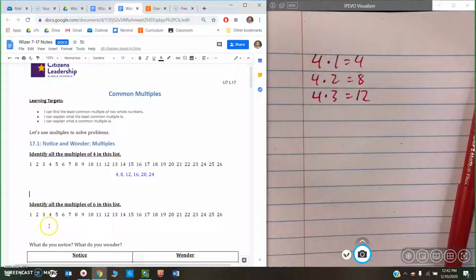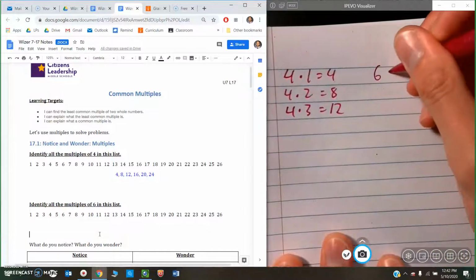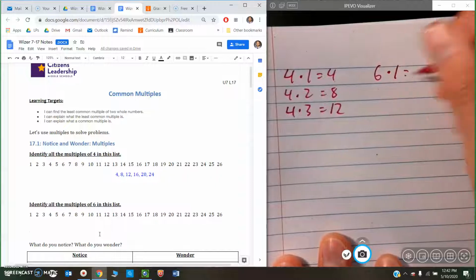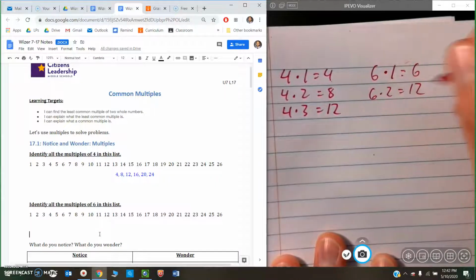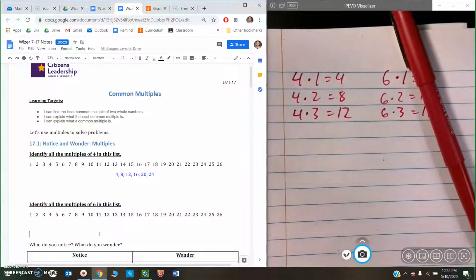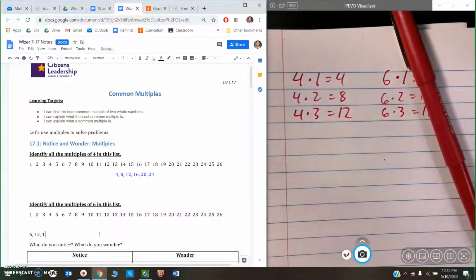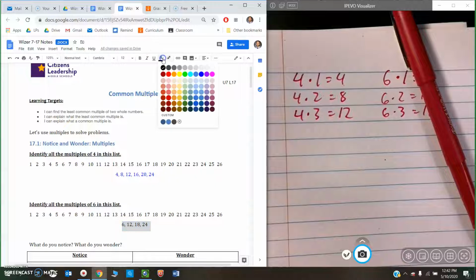And now we have to do the multiples of 6. So once again, multiples are when you multiply that number, what you get. So 6 times 1 is 6. So 6 is a multiple of 6. 12 is a multiple of 6. 18 is a multiple of 6. So 6, 12, 18, and 24 are all multiples of 6. So if 6 multiplies by a certain number, these are all possibilities of the numbers that you will get.